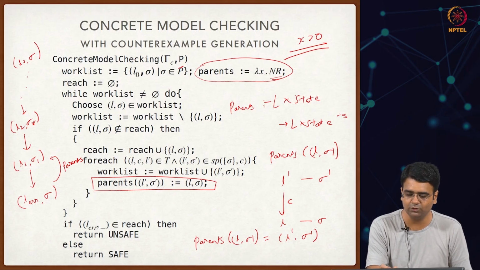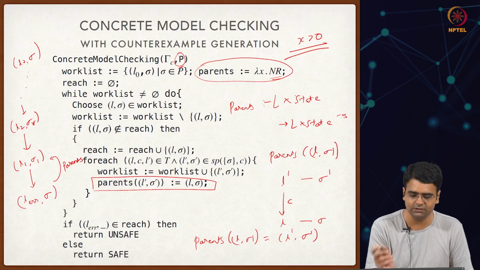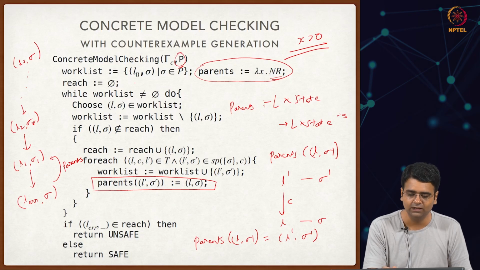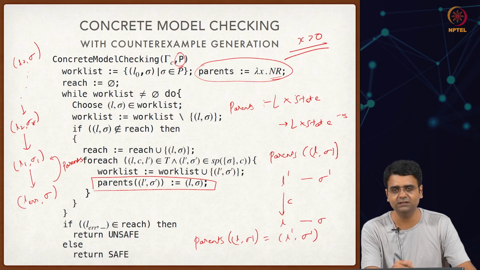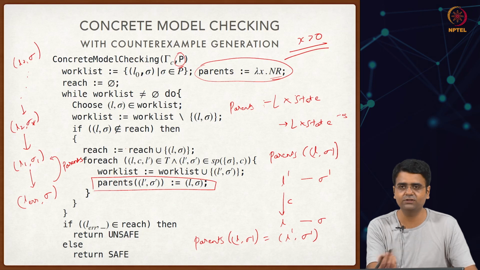So you will have to instantiate this P with an infinite set, which means the work list will also be infinite, which means that this algorithm will not terminate, because you will keep on removing things from the work list, but since there are an infinite number of elements in the work list, you will never be able to fully exhaust the work list.